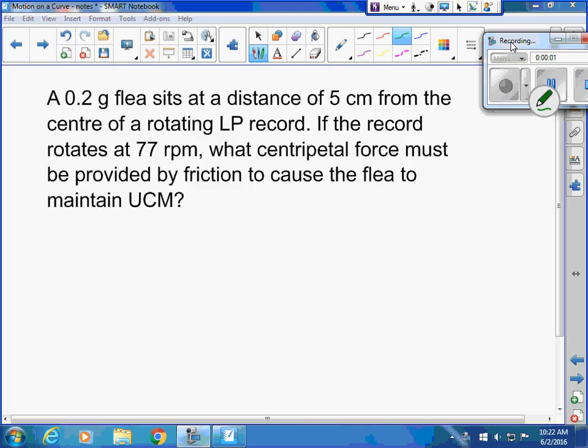Alrighty, so here we have a 0.2 gram flea, a little tiny animal, a bug, sitting at a distance of 5 centimeters from the center of a rotating LP record. Bonus marks for anyone that knows what the letters LP stand for.